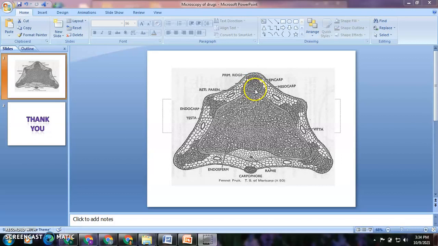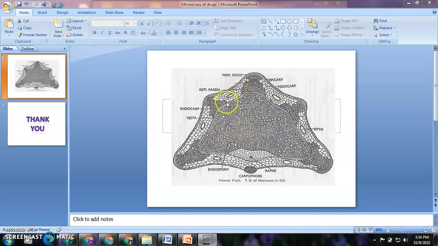Then regarding the vascular bundles, these are 5 in number, present below each primary ridge, and these are bicollateral, while these vittae are known as the schizogenous oil cells, which are 4 at the dorsal side and 2 at the ventral side.